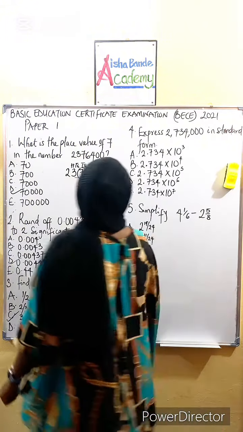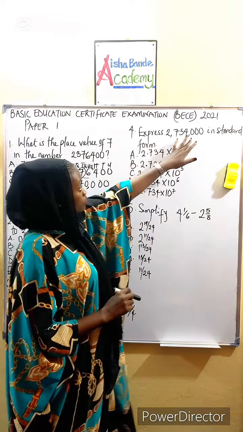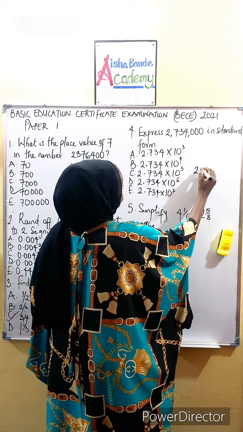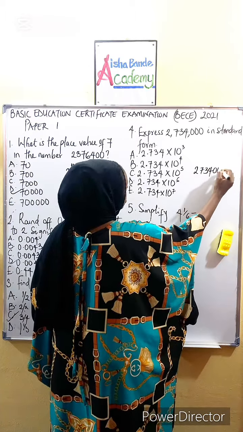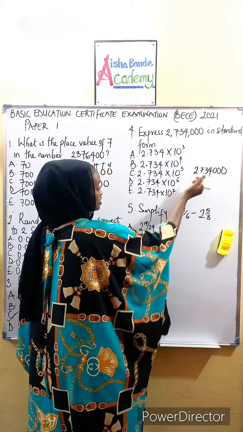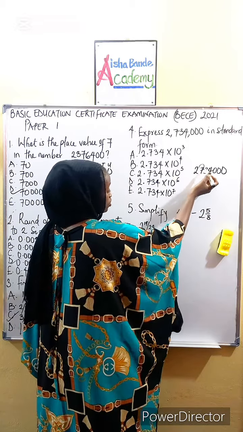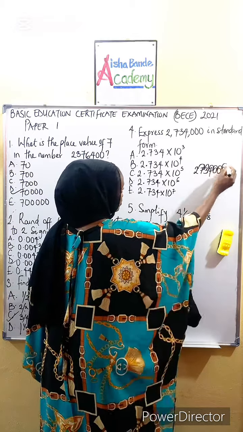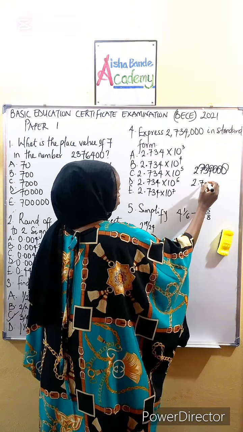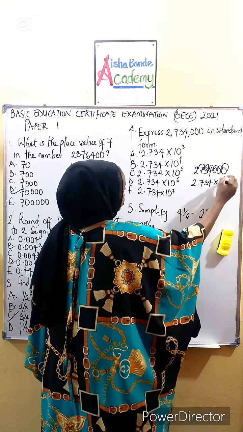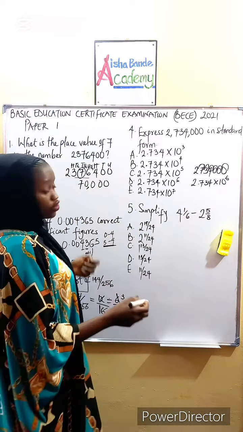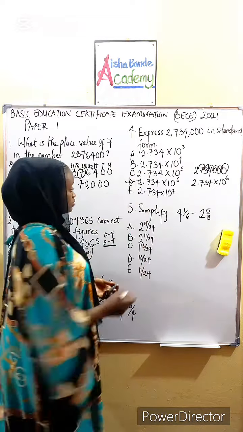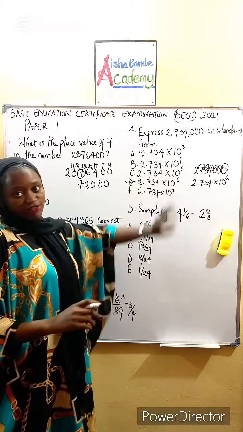So moving on to number 4 now, we have, express 2734000 in standard form. So all we need to do is to bring out the figures, which is 2734000. So we start counting after the first number here, which is going to be 1. We move to our right, okay? So it's going to be 1, 2, 3, 4, 5, 6. So here we're going to have 2.734 times 10 raised to the power of 6. So looking at the options, the correct option for this question is option D. Okay, so this is standard form.